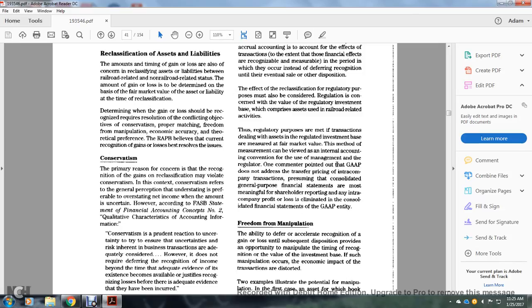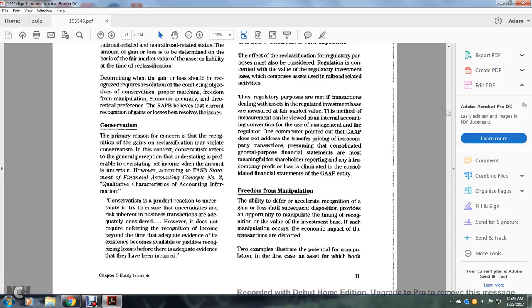One of the commentators of the GAAP, the generally accepted accounting principles, does not address the transfer pricing of the intercompany transaction, presuming that the consolidated general purpose financial statements are not meeting the shareholder reporting, with any inter-company profit or loss eliminated in the consolidated financial statements under GAAP.